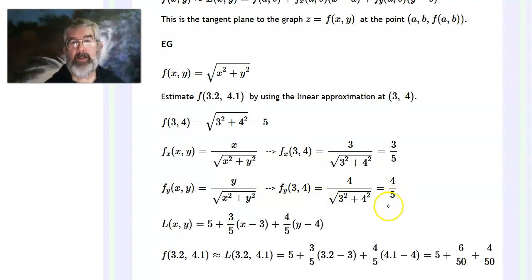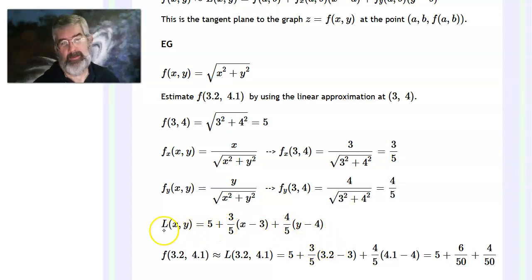Okay. So my linear approximation is, I start with the function value at 3, 4. Then I have the partial with respect to x at 3, 4 times x minus 3, and then plus the partial with respect to y at 3, 4 times y minus 4. And there's my linear approximation. There's my tangent plane, right.